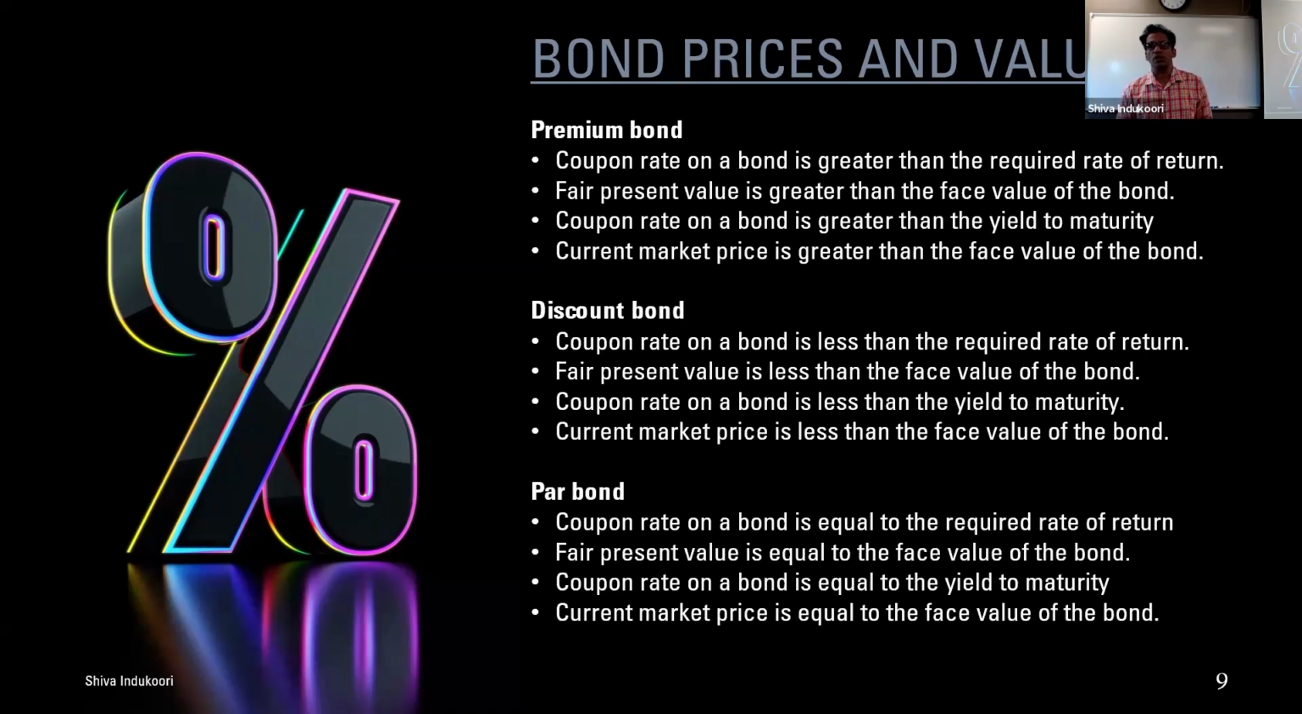So as quickly as possible, premium means the price is higher than the face value the bond is offering. Discount means the price is lower than what the bond has offered as face value. Par bond, both are the same.